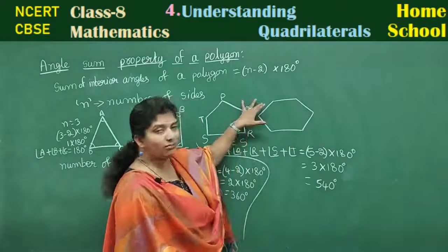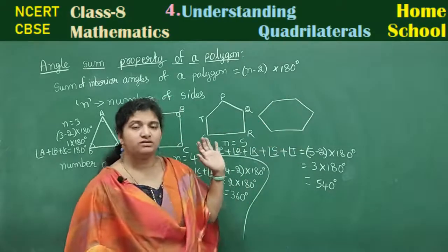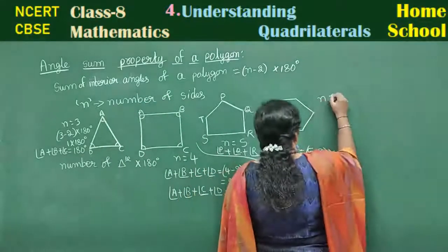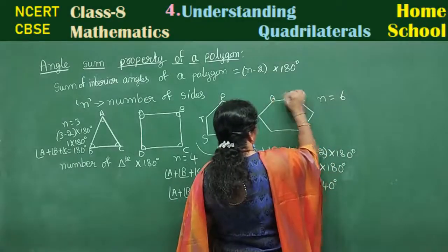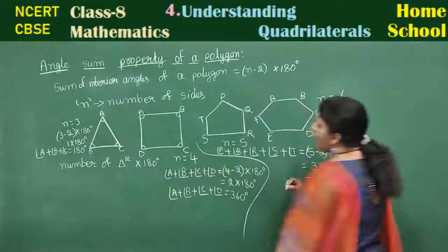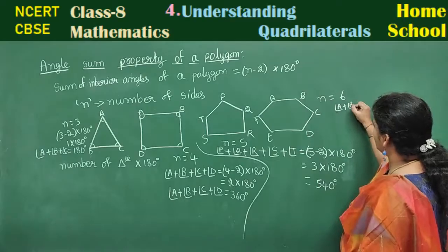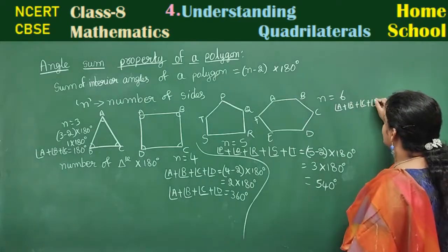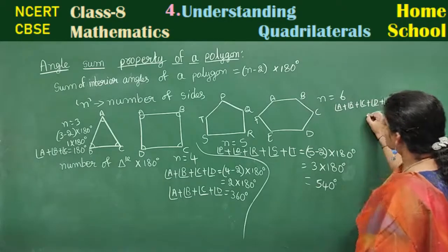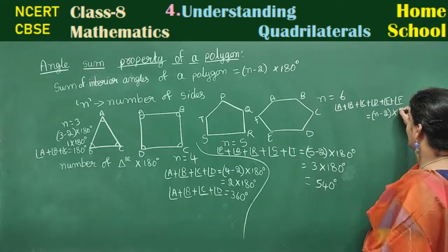What is that polygon? How many sides does it have? 1, 2, 3, 4, 5, 6. 6 sides. What is it? Hexagon. Okay, N is equal to 6. A, B, C, D, E, F. Angle sum property: angle A plus angle B plus angle C plus angle D plus angle E plus angle F is equal to (N minus 2) into 180 degrees.